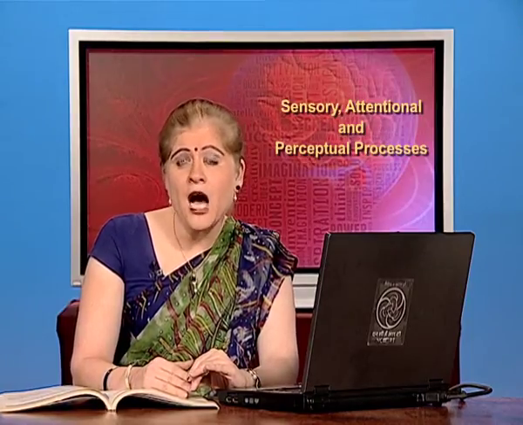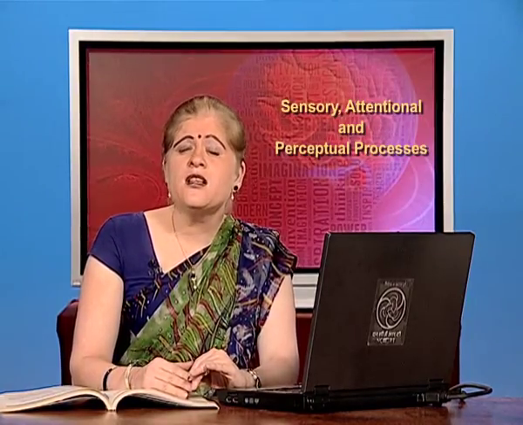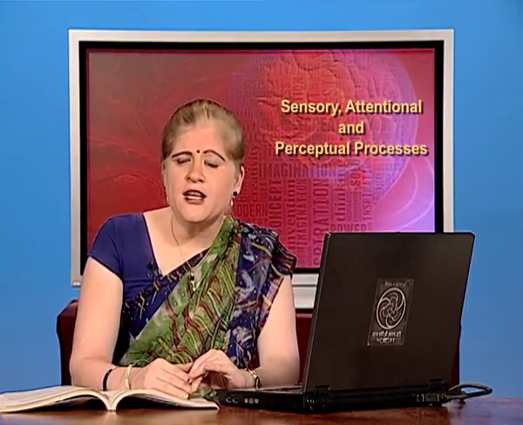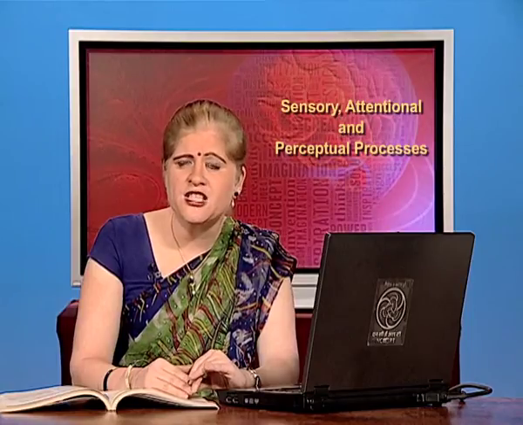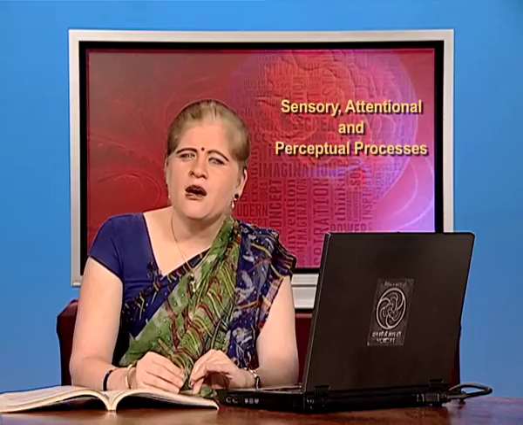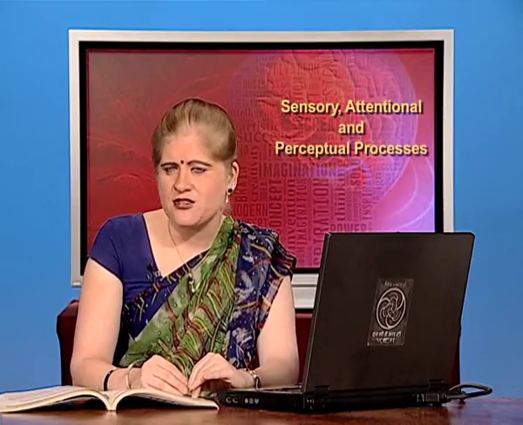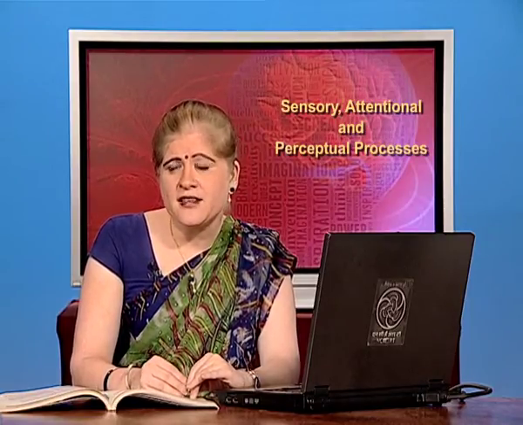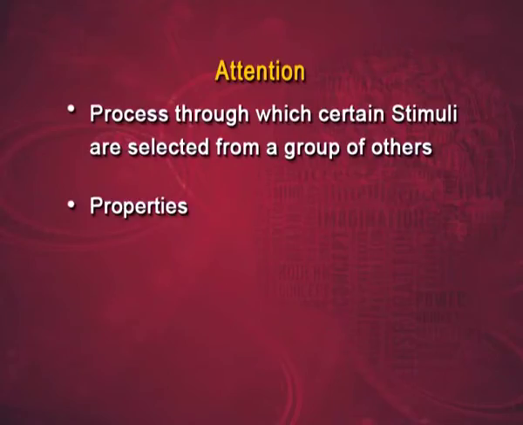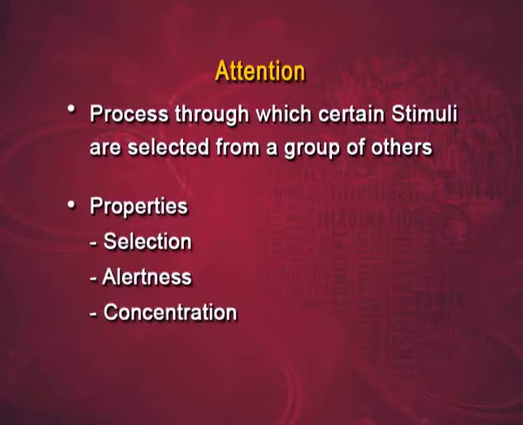Why is it, and how is it possible, that amongst so many hundreds of thousands of stimuli that a human being experiences at a particular time, you are able to focus your attention on only one or a very selected few of the stimuli? This is because of the process of attention. There are certain properties of attention. They are selection, alertness, concentration, and search. Let's see what these are.